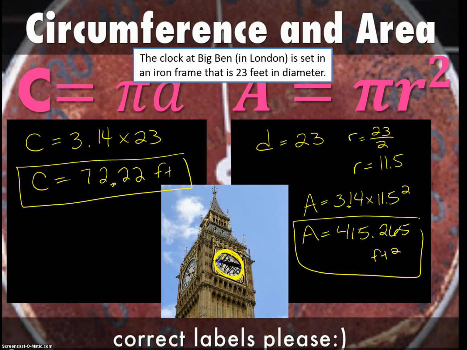And the area, so the clock face itself, you needed to first find the radius. So you took the diameter of 23, divided it in half, and you got 11.5. Then you take 3.14 times 11.5 squared. Now to get the squared feature, you had to take the arrow button or multiply it by itself twice. Multiply by 3.14 and you get a final answer of the area as 415.265 feet squared.